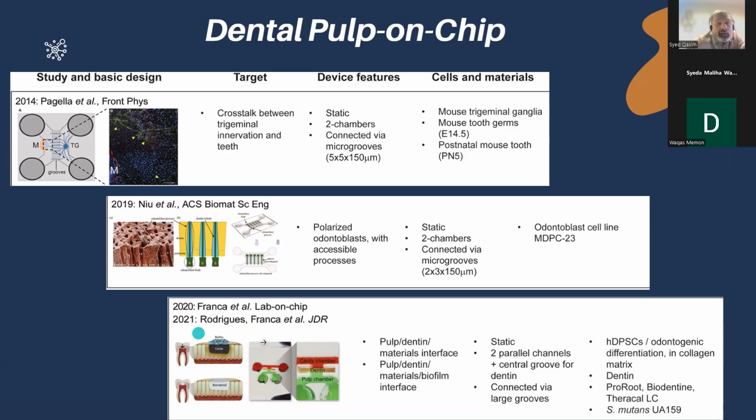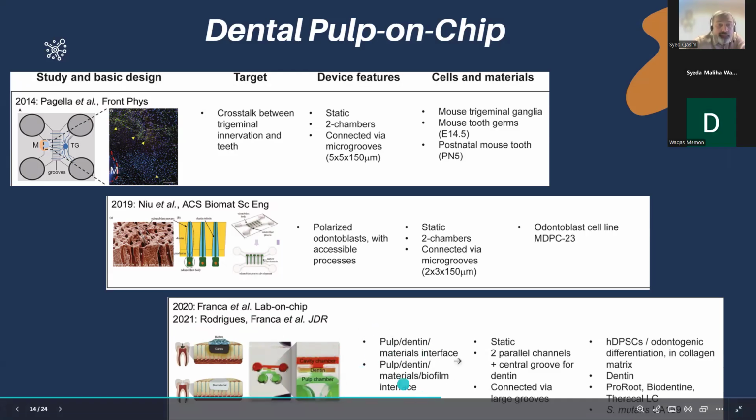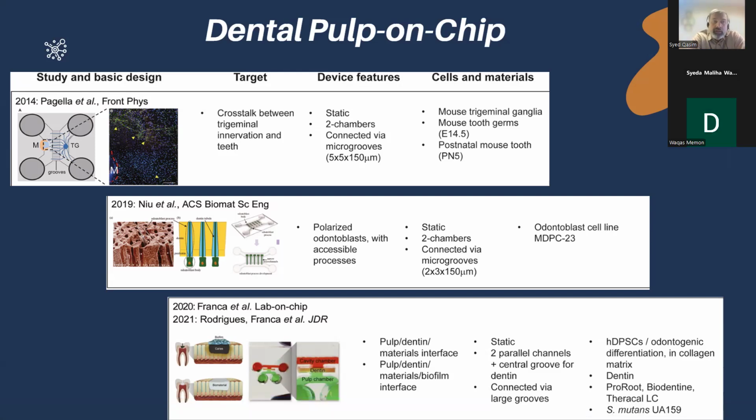She collaborated with Rodriguez, and they were targeting specifically the pulp-dentine materials interface, the pulp-dentine materials biofilm interface, within the microfluidic organ on a chip. And what was their device? They made static two parallel channels and a central groove for dentine connected via a large groove, basically trying to mimic the small space the pulp would be in. Their cell material was aged human dental pulp stem cells, odontogenic differentiation, and a collagen matrix. So they had a collagen matrix as a biomaterial.